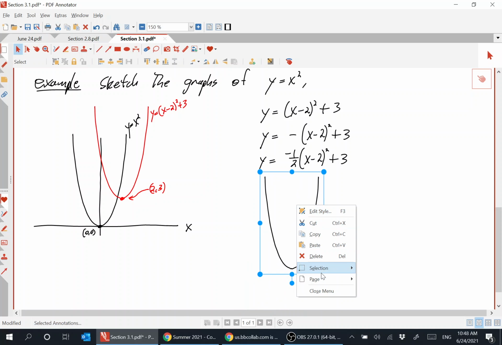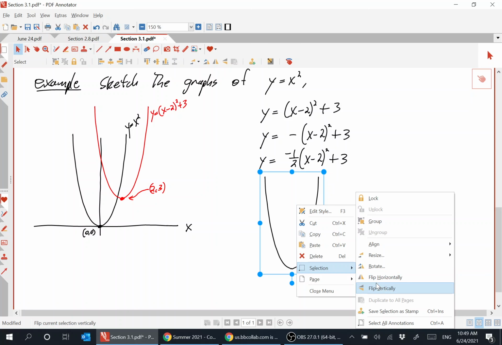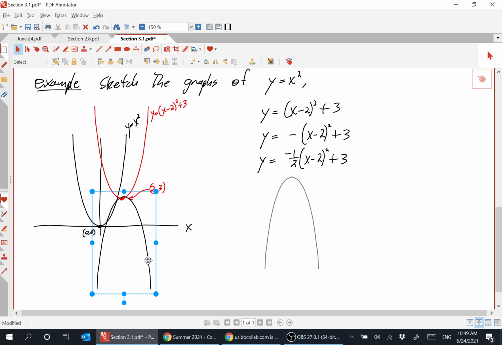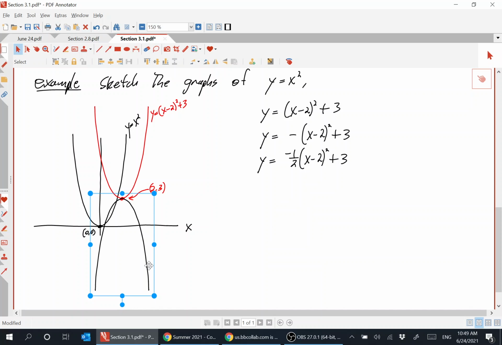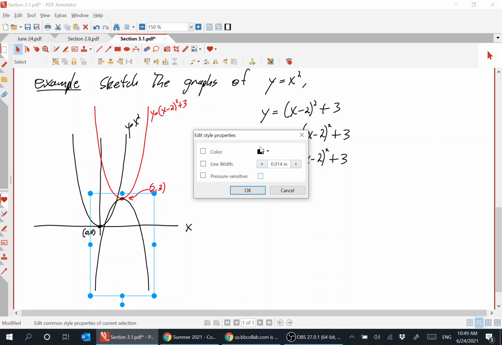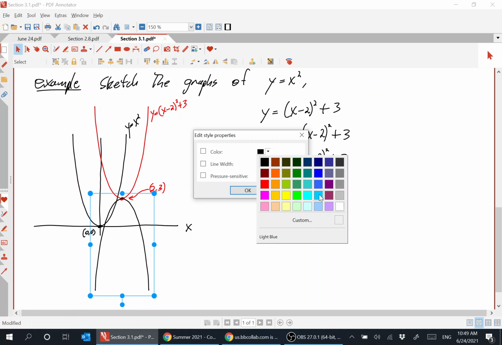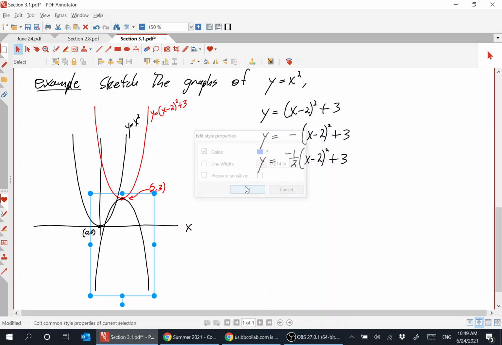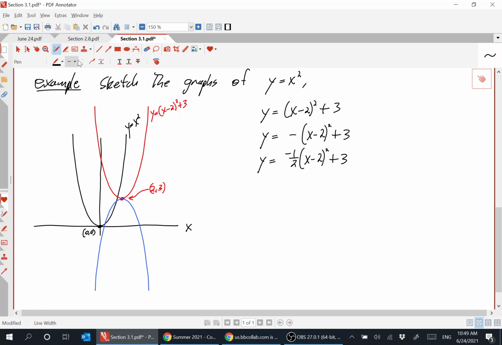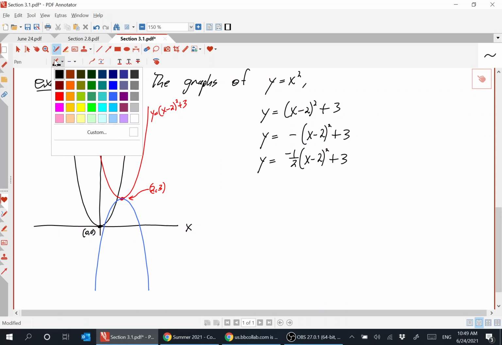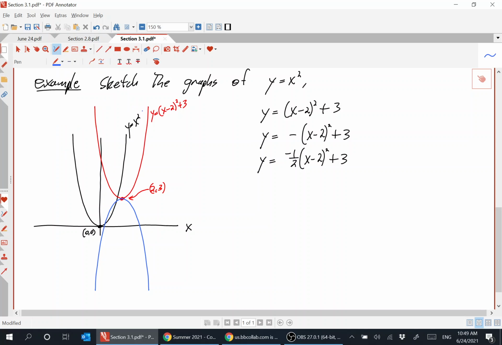So this is right here. And let's make it blue. So this is y equals minus (x minus 2) squared plus 3.